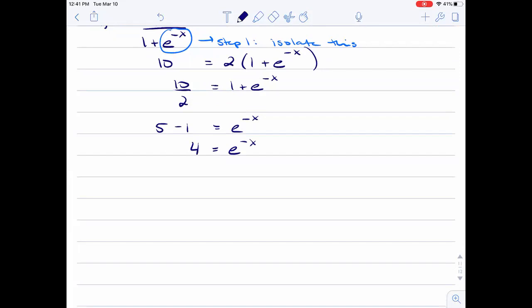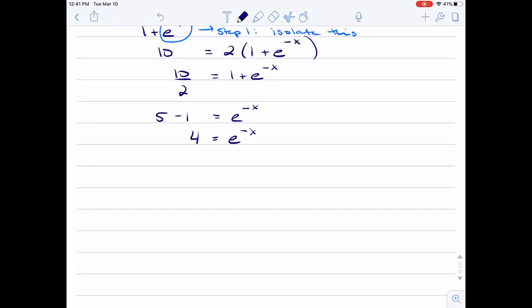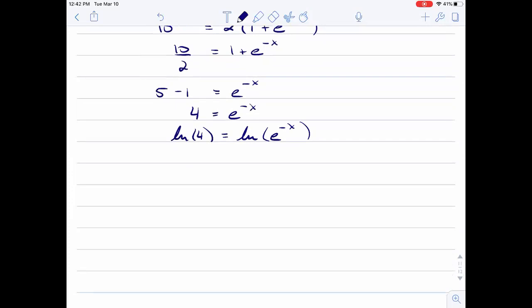Now, the easiest way to bring this down is the natural log. You could use any log, right? But because we've got this e here, it's kind of nice because it dissolves, right? And so we'll take the natural log of both sides. So the natural log of 4 is the natural log of e to the negative x. By the log laws, that negative x gets brought down in front. So I have the natural log of 4 is negative x times the natural log of e. And this is by rule number 3.